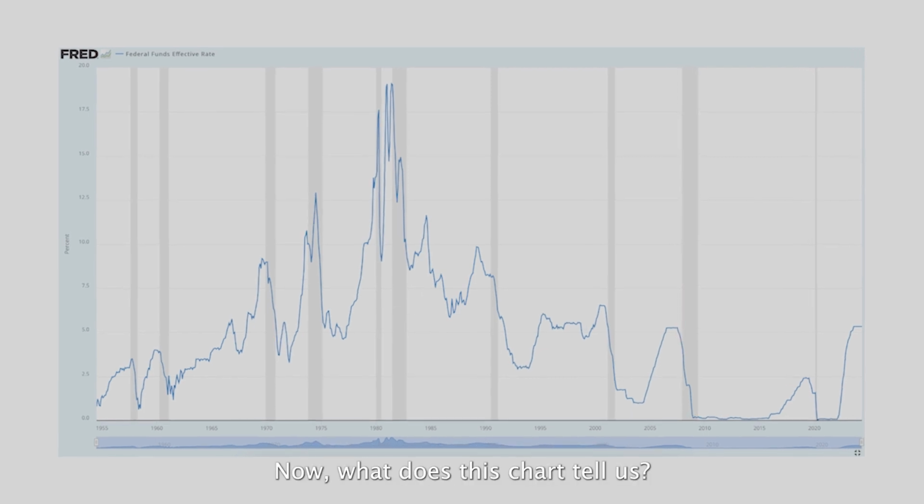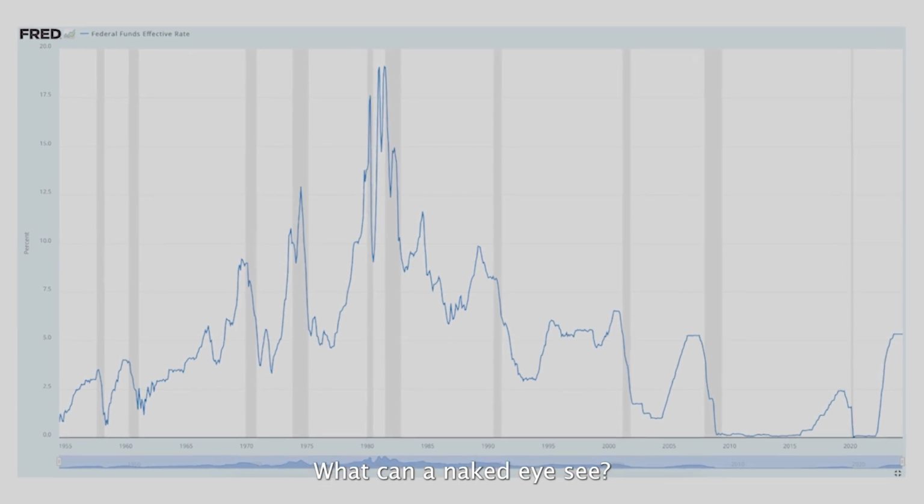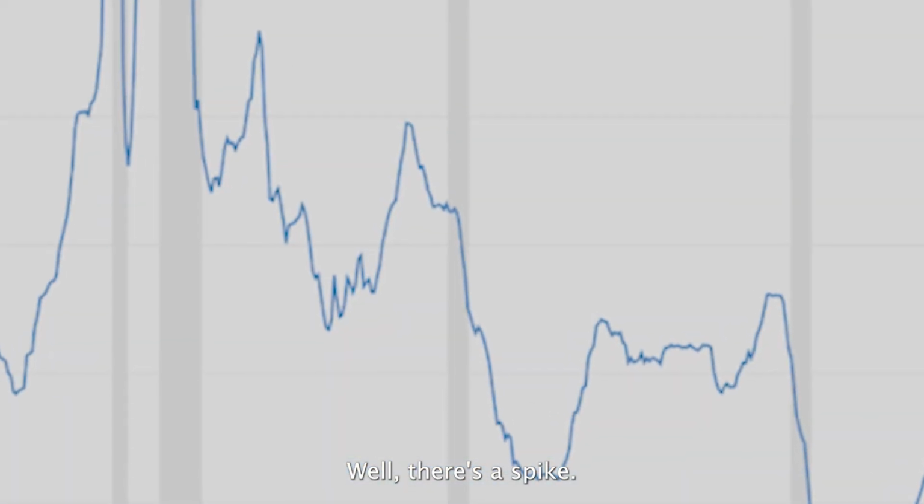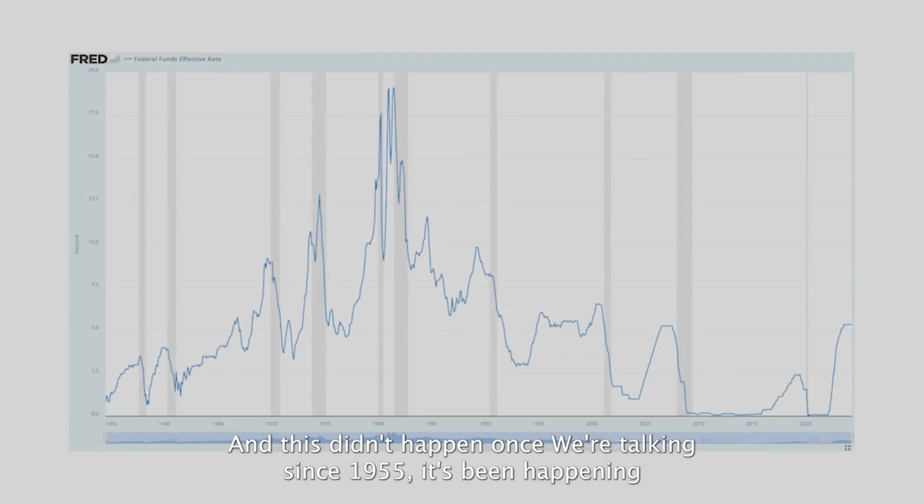Now, what does this chart tell us? What does it tell us right off the bat? Like a naked eye, what can a naked eye see? Well, there's a spike, and every time there's a spike, a recession follows. And this didn't happen once. We're talking since 1955, it's been happening almost a century.